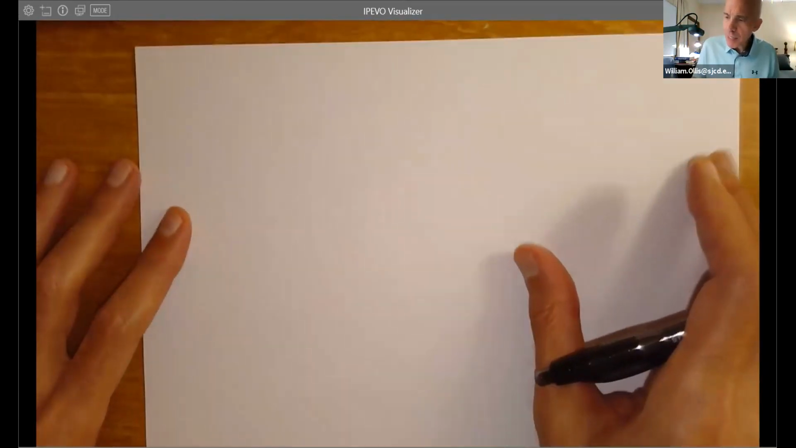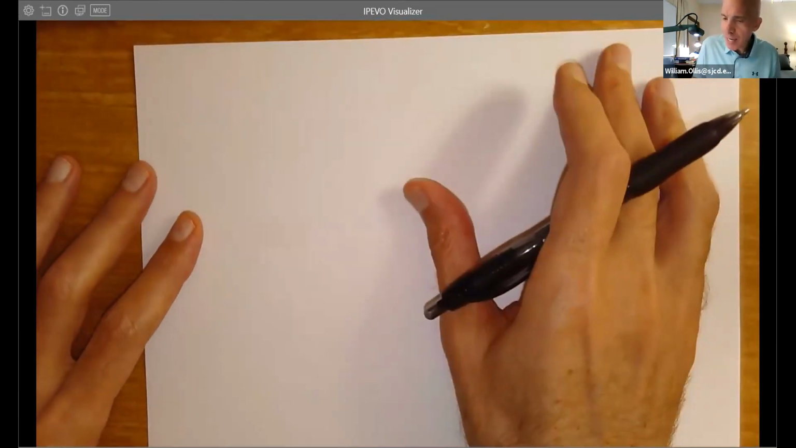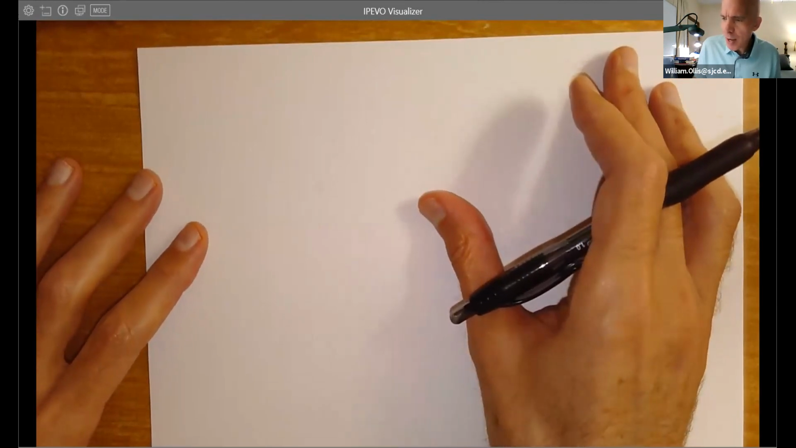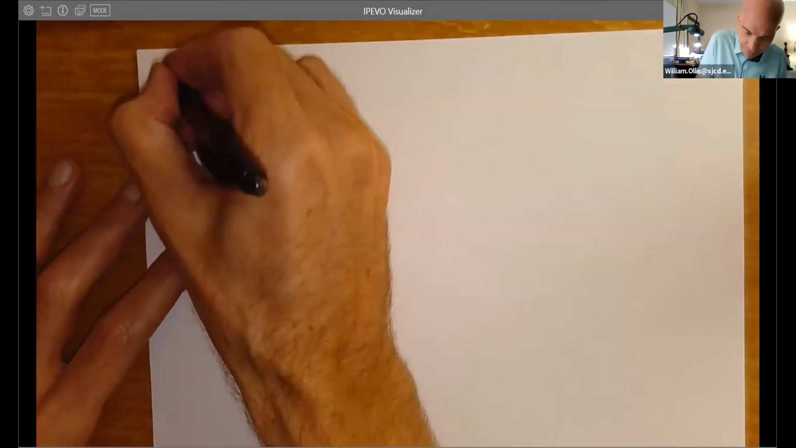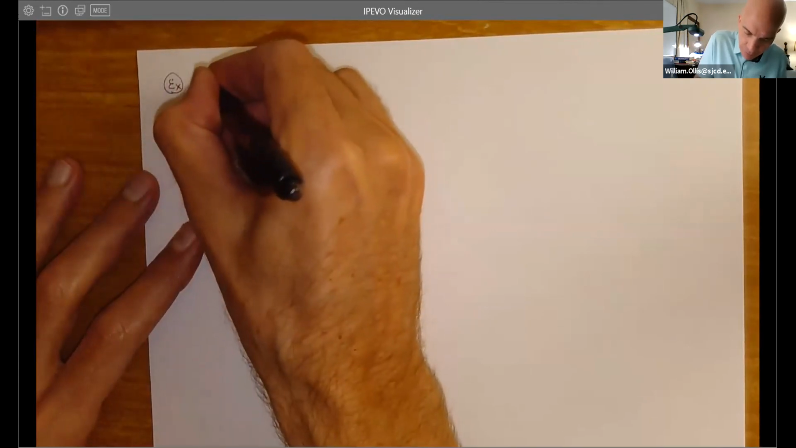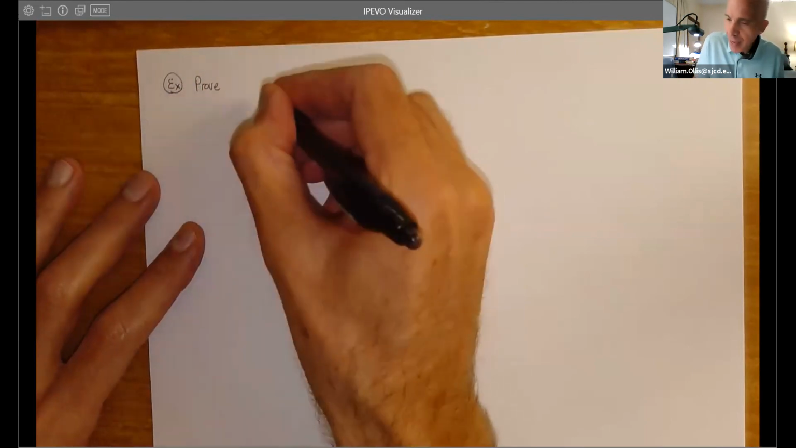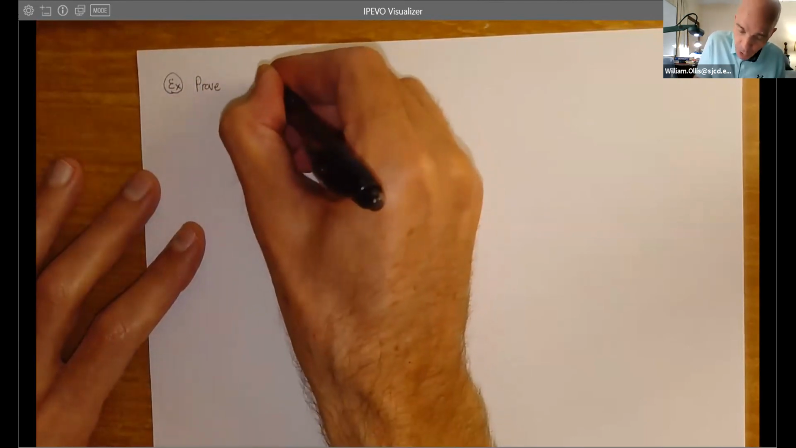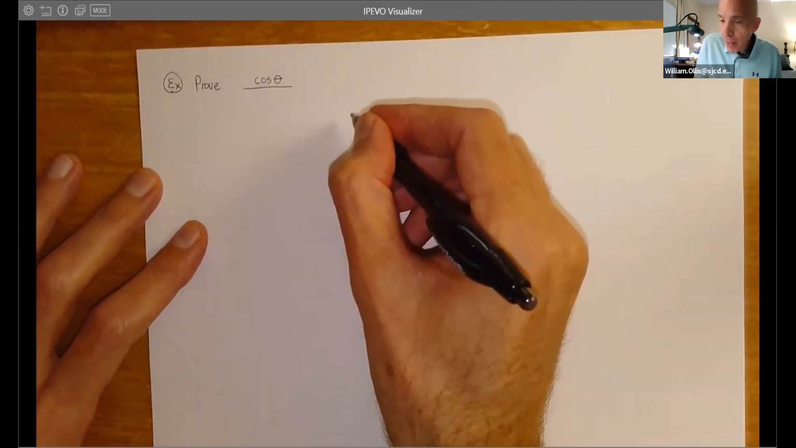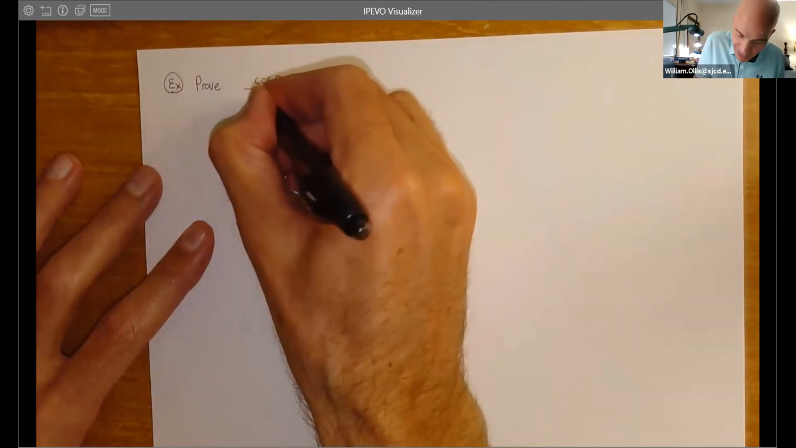So let's prove this. This one looks kind of interesting. That's kind of the same. Let's try this one. So here we want to prove that cosine theta divided by 1 minus sine theta. This is kind of fun.